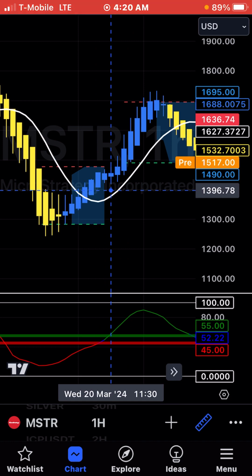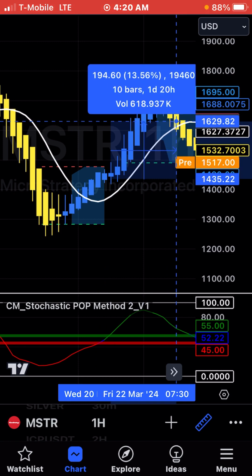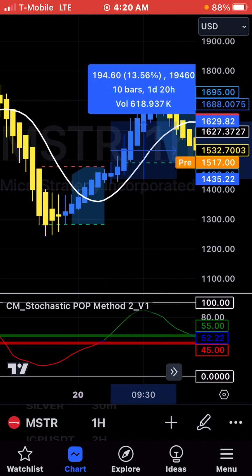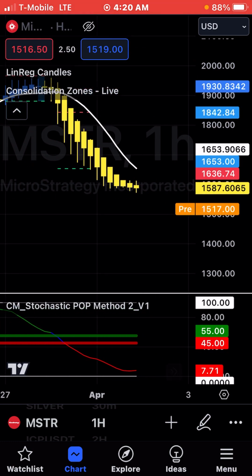And you see it again right here with the CM Stochastic. You can ride that out to about here, and you would have made 13%. So you can still make some pretty good percentages. It's just the contracts are expensive.